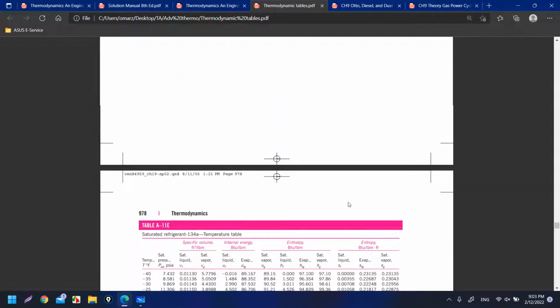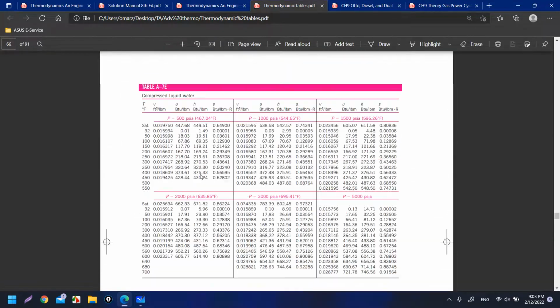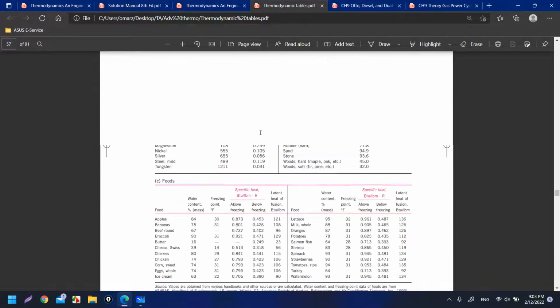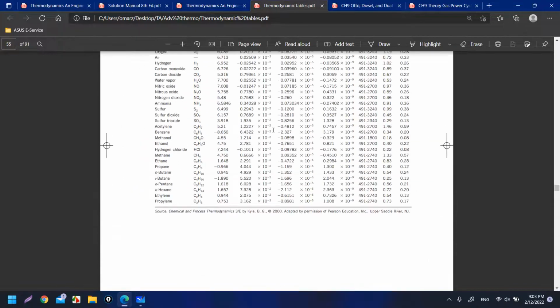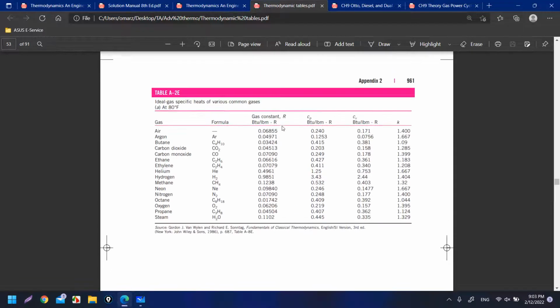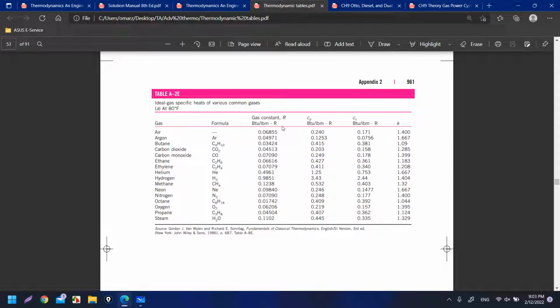Thermodynamics table for this unit is here, table A1E, I think. Yes, our table A2E. Okay, A2E in this unit is 0.171. So this one is Cv. If you want to find R, it is 0.06855 for air. k is 1.4. So you can get the values from here.